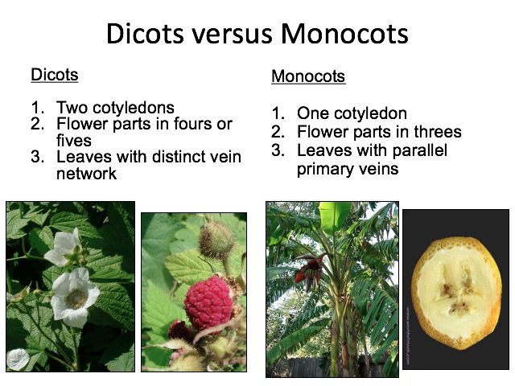Now, to review the dicots, they have two cotyledons, their flower parts are in 4s or 5s, and their leaves are net-like with their venation. The monocots, on the other hand, an example being the banana plant, and here we can see a cross-section view through the banana fruit. Again, by the end of this lecture, we'll know what type of a fruit a banana is classified as. Monocots have one cotyledon, flower parts in parts of 3, and leaves with parallel primary veins.